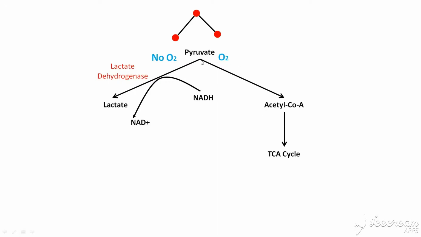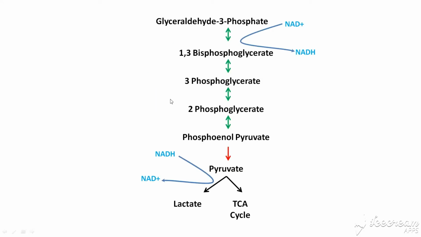So pyruvate is then converted to lactate by the enzyme lactate dehydrogenase, and in the process, it's going to produce an NAD+. So it's going to convert NADH into NAD+. Now, why is this very important? If you go back to our glycolysis pathway, we can see that during the glycolysis pathway, we actually consume an NAD+. So it's very important to maintain adequate levels of NAD+, which is vital for the process of glycolysis.